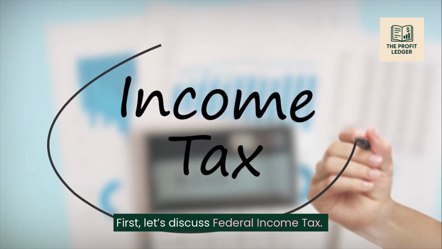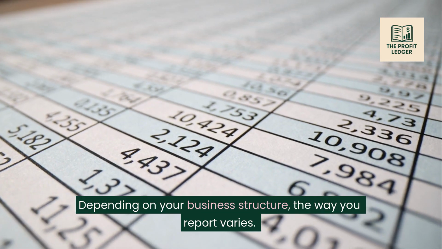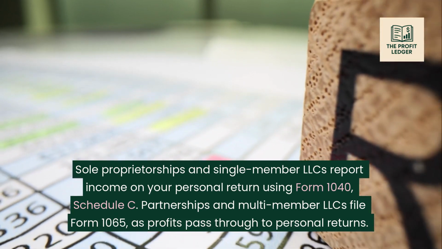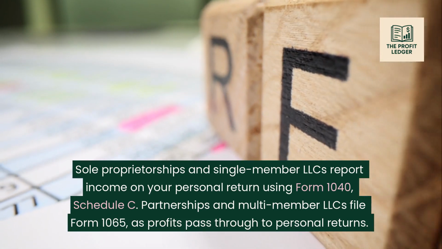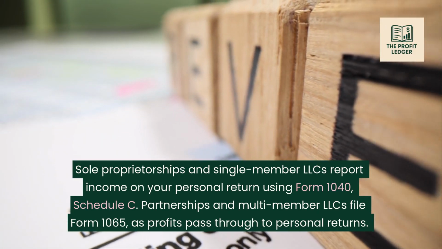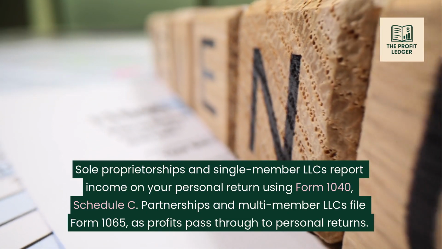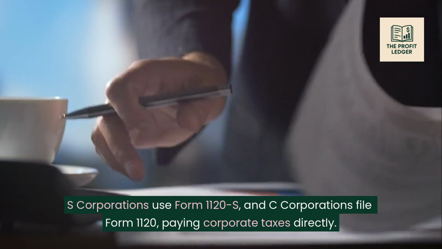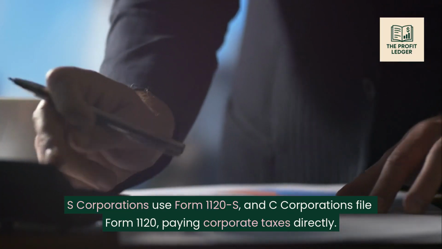First, let's discuss federal income tax. All U.S. businesses must pay this. Depending on your business structure, the way you report varies. Sole proprietorships and single-member LLCs report income on your personal return using Form 1040, Schedule C. Partnerships and multi-member LLCs file Form 1065 as profits pass through to personal returns. S corporations use Form 1120-S, and C corporations file Form 1120 paying corporate taxes directly.